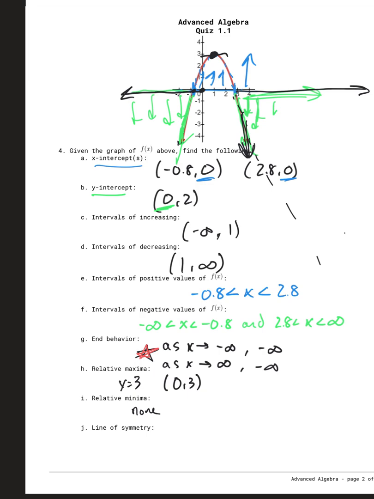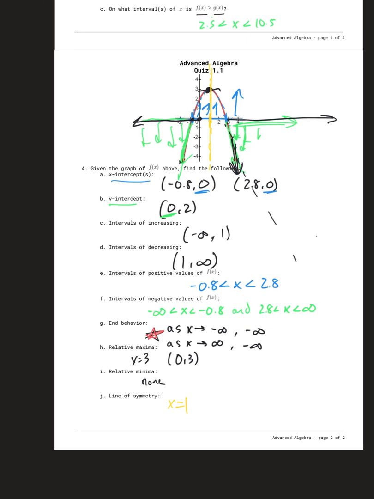All right, and last but not least, the line of symmetry. Where does this have a reflection? When x equals 1, there's a nice reflection of that graph over that line. All righty, there you go. These type of problems, guys, we'll do more. You can find a lot of examples online too, because these are kind of classic algebra.